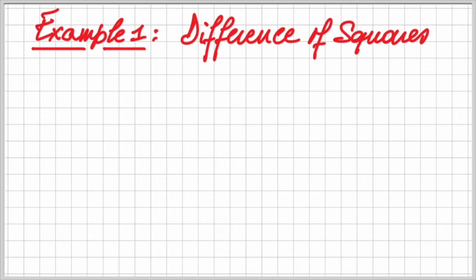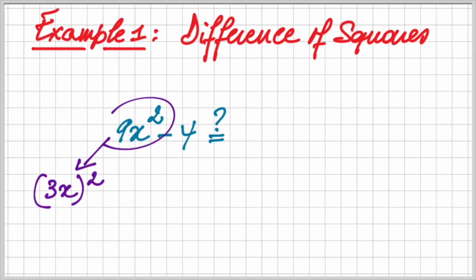This is the first example, and the first example is what we call a difference of squares. The expression here is 9x squared minus 4, and we have to factorize this. This is a difference of squares, and we find that 9x squared is in fact (3x) squared, and 4 is 2 squared. So basically, we have two squares here.